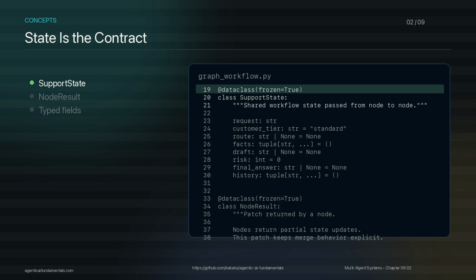Start with state. State is the shared contract every node reads and updates. Here, support state carries the request, customer tier, route, facts, draft, risk score, final answer, and history. Node result is the patch a node returns. This is important. Nodes do not need to rebuild the entire state object. They return the fields they own.